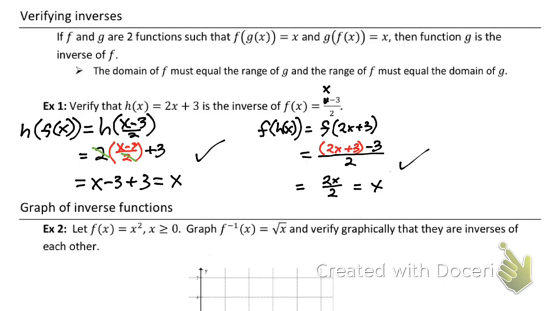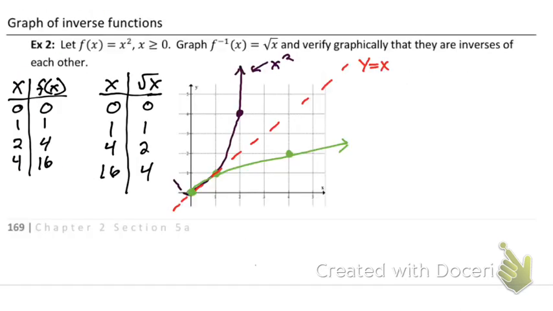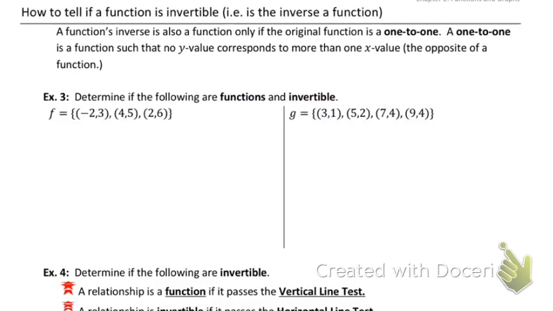It also goes back to this little statement here. The domain of f must equal the range of g. So if I don't limit my domain here to match my range of the other one, then I actually broke that one statement. All right, how to tell if a function is invertible, i.e., is the inverse of function. So how to tell if a function is even invertible? That was kind of what I was talking about with it wouldn't result in a function. It needs to result in a function to actually be invertible.